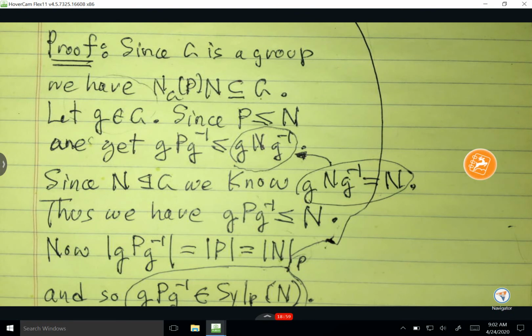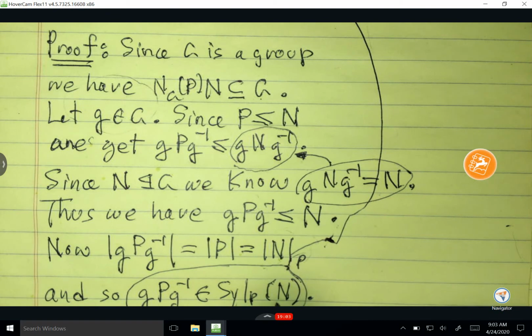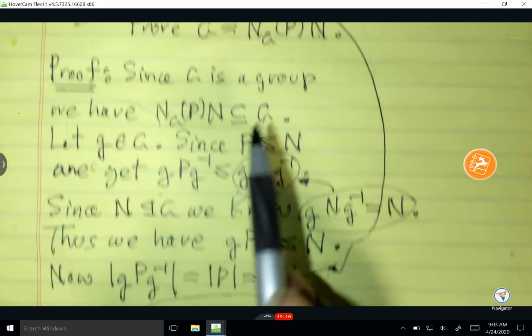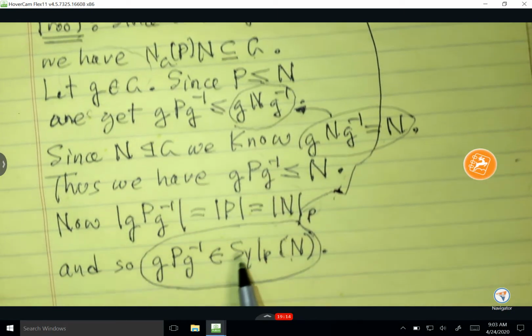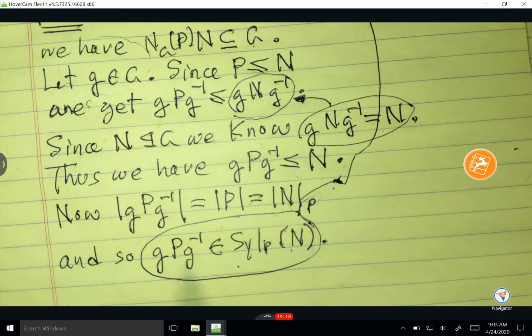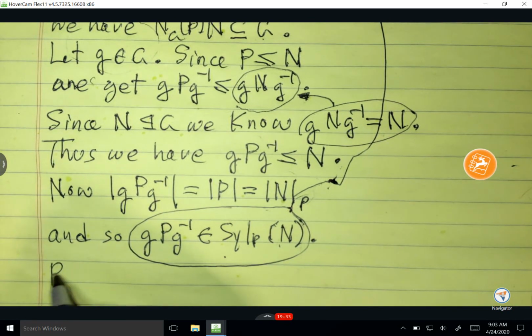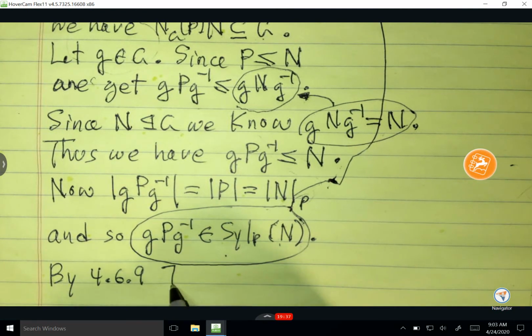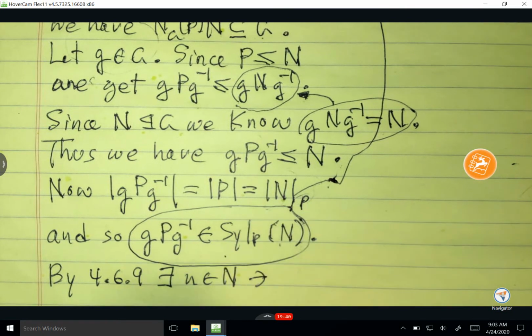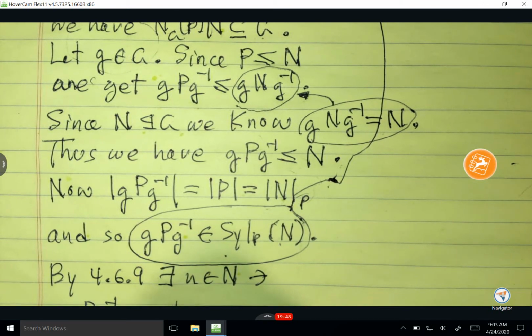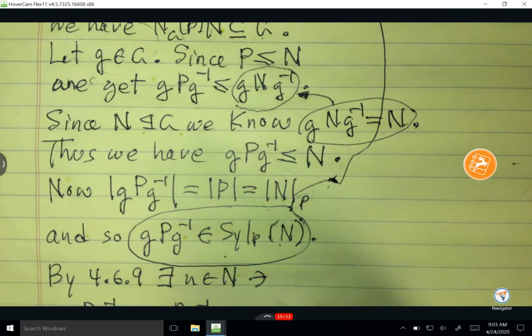Anyway, so how do you use Sylow's theorem? Remember, it says any group acts transitively on the set of its Sylow P subgroups by conjugation. So these two are conjugate by an element of N, because they're Sylow P subgroups of N. N acts transitively on its Sylow P subgroups. Not G, but N this time. And that's 4.6.9. So by 4.6.9, there exists a little n in N such that gPg inverse is really nPn inverse. In other words, the two in the circle are conjugate by an element of N.